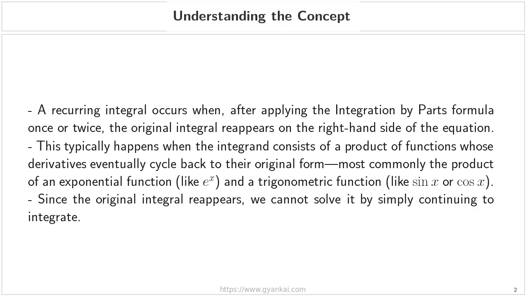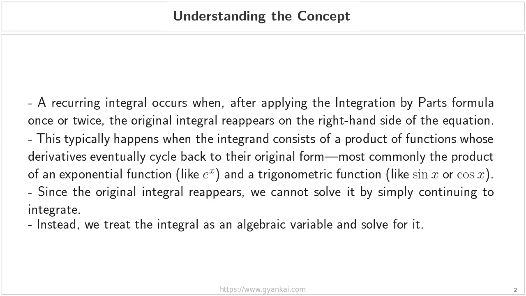Because the original integral keeps reappearing, the third point highlights that we can't just keep applying integration by parts indefinitely. We wouldn't get any closer to a solution, we'd just be going around in circles. That leads us to the key strategy, explained in the final point. Instead of trying to integrate further, we treat the original integral itself as if it were a simple algebraic variable. Usually we call it I.